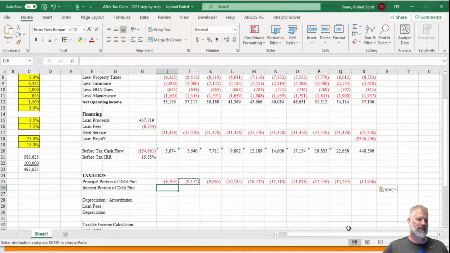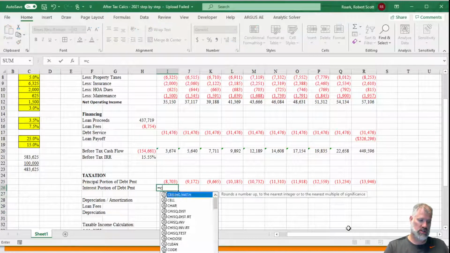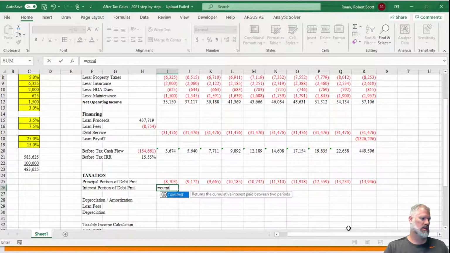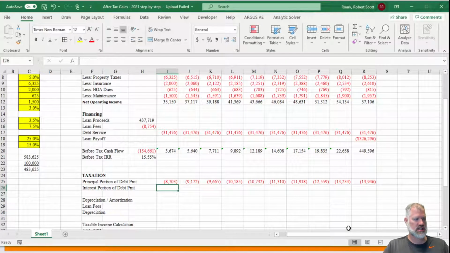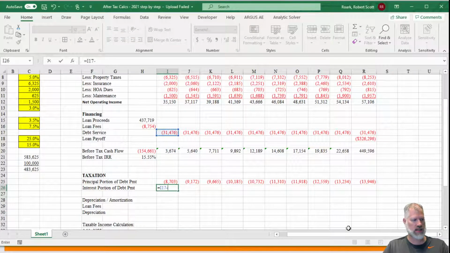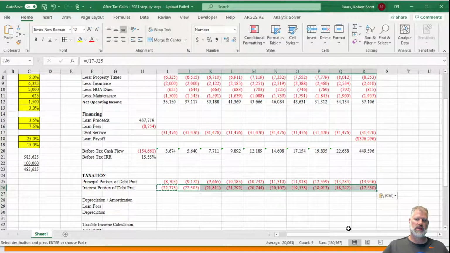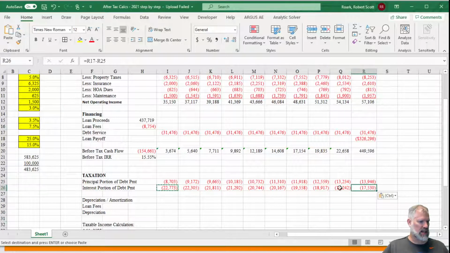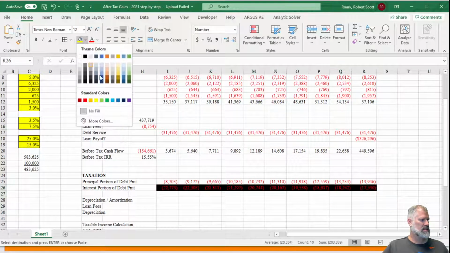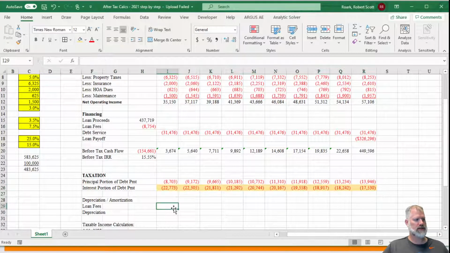Now, I think I'm going to just cut to the chase here and do the simple version of the debt portion. I could use the cumulative interest, CUMIPMT, cumulative interest payment. But instead, I'm going to just take the difference between my debt service and my principal payments. By definition, that's going to be the interest that I'm paying. So let me copy that all the way across. And so I have this row of numbers, and I'm going to do a little highlight here and indicate that this is affecting my taxable income. The first line, the principal portion, does not affect me, but the interest does.